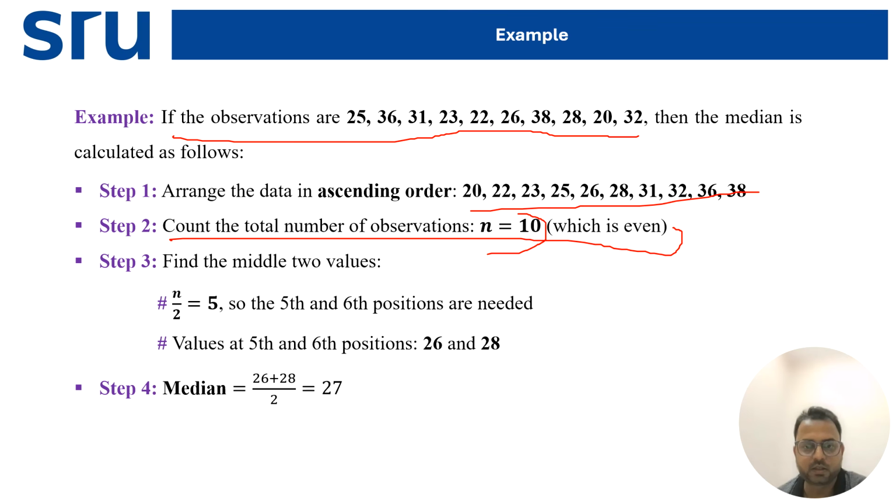Here n is 10, which is even, so we take the average of the two middle values. 10 by 2 is 5, so we take the fifth and sixth position values. The fifth position is 26 and the next position is 28. So we take the average of 26 and 28. 26 plus 28 divided by 2 is 27. So this is the median of the given data.